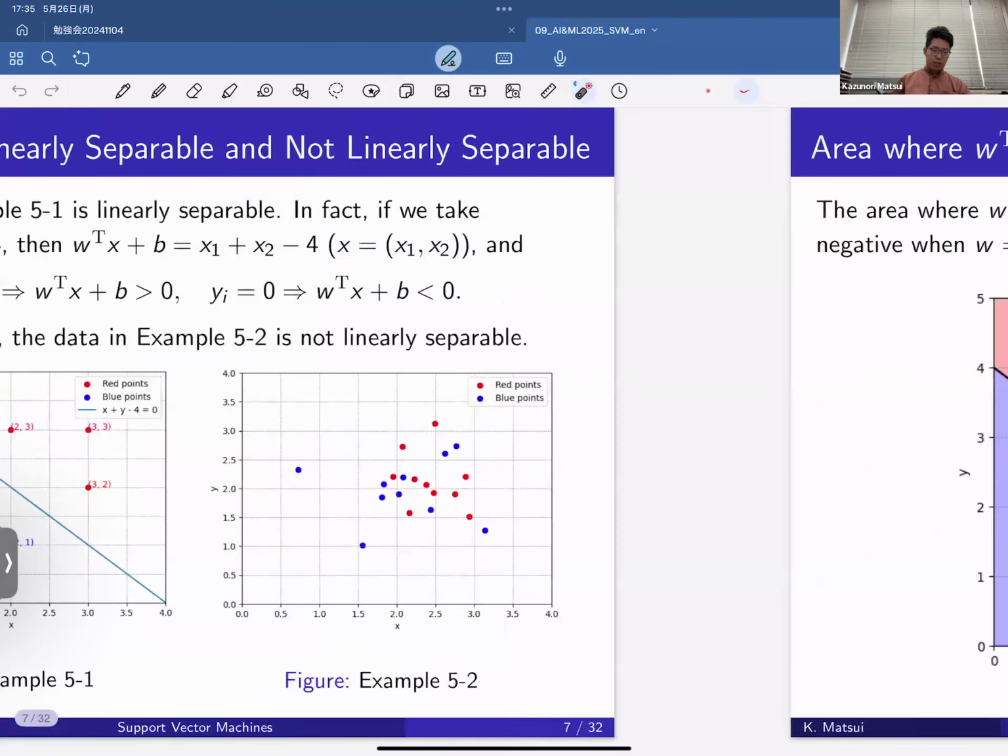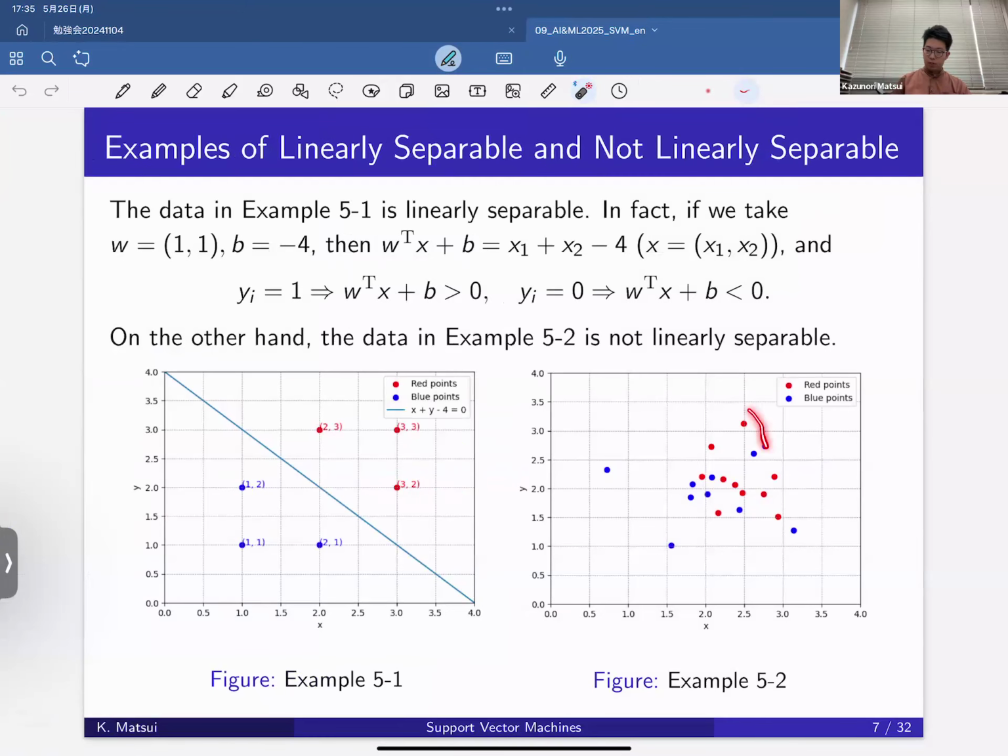In case of other examples, so example 4, 2, since they are mixed together, we cannot draw such a line, so it is not linearly separable.